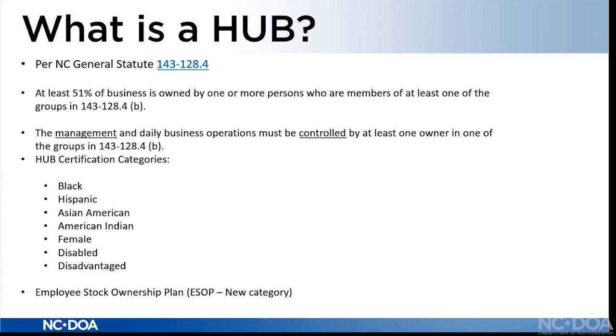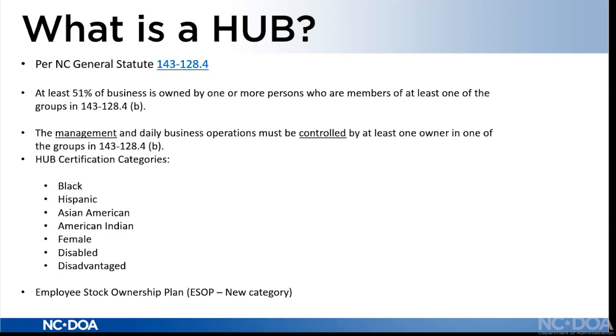So one thing that we want to start off with is a basic: what is a hub? We talk about historically underutilized businesses, and hub is the abbreviation for that. Sometimes we talk about the hub office, and sometimes people just talk about hub as the hub office, but historically underutilized business is defined in General Statute 143-128.4. And that definition is at least 51% of the business is owned by one or more persons who are members of at least one of the groups identified in that statute, which are listed down below. And I'll run through those in a moment.